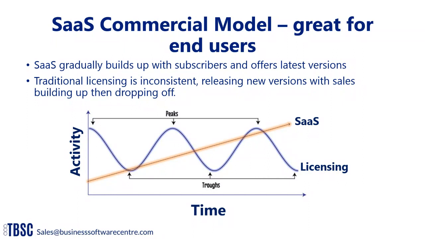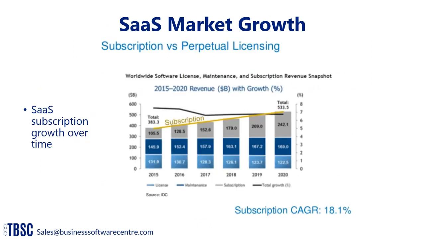It's gradually building up with subscribers and offers latest versions constantly. You can get them automatically updated. You don't have to worry about constantly buying the next version to stay up to date. Here's an example of that with the SaaS market growth. You can see here the SaaS subscription growth over time since 2015 has been on a steady rise.